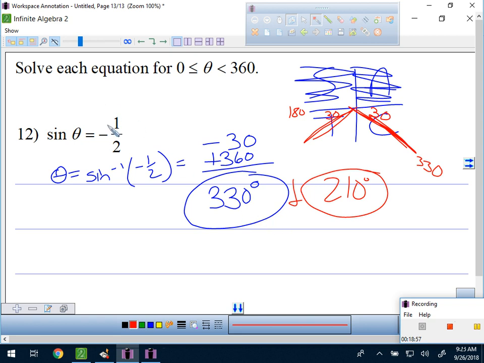Okay, all right, so a smart trig class: sine is negative. Well, sine is positive in quadrants 1 and 2, so that means my 2 answers have to be in quadrants 3 and 4. Okay. All right, good question.